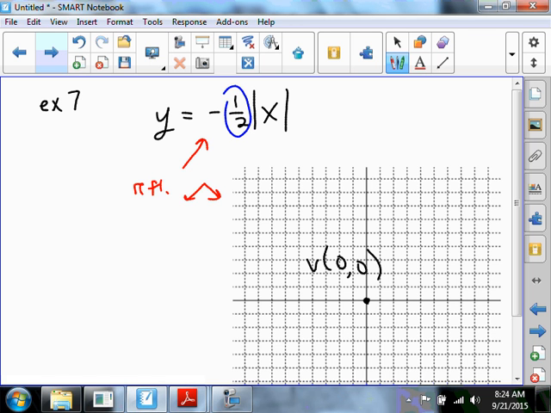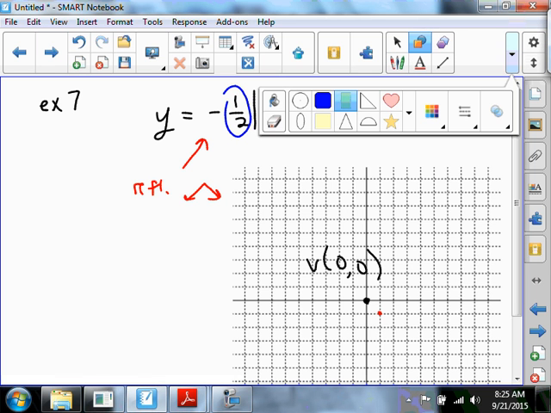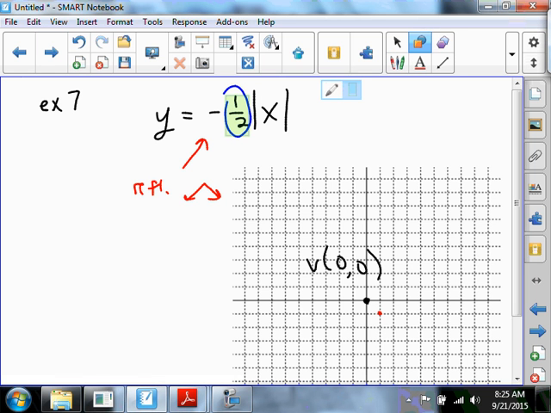This graph is opening upside down, and all my y values get multiplied or cut in half. So I guess what I'm saying is this next point, be careful. The next point on the parent function would be over 1 and down 1, but we're not graphing the parent function. This half right here says, all those y values get cut in half. So anytime you're changing on that y-axis, you're going to move half as much. So instead of going down a full 1 unit, we're going to go down half that much. So we're actually going to be going through this point right here and this point right here.